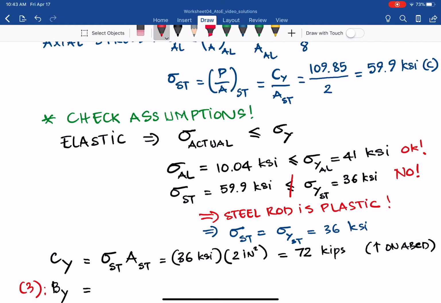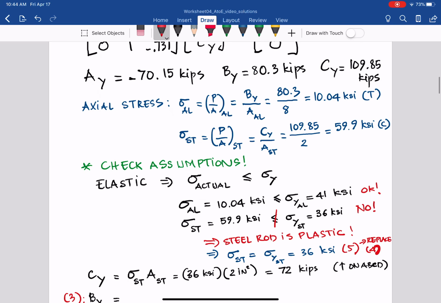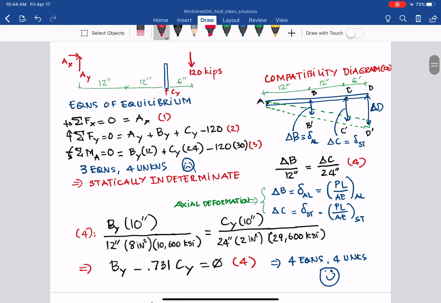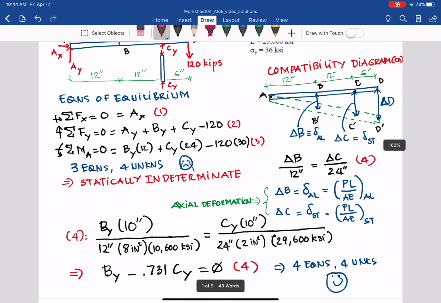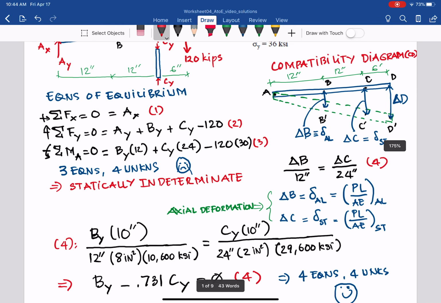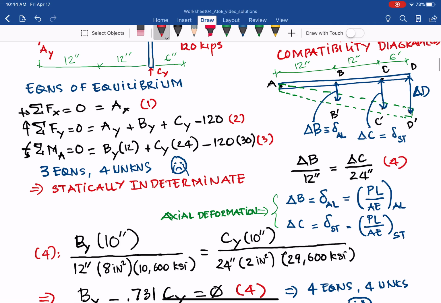So that is basically the new equation, equation 5, right? So use 5 instead of 4, replace equation 4. Make sense? So from that we plug into the equilibrium equation, because that is always valid regardless of the behavior, and from equation 3 we already know Cy, so you can find out By.